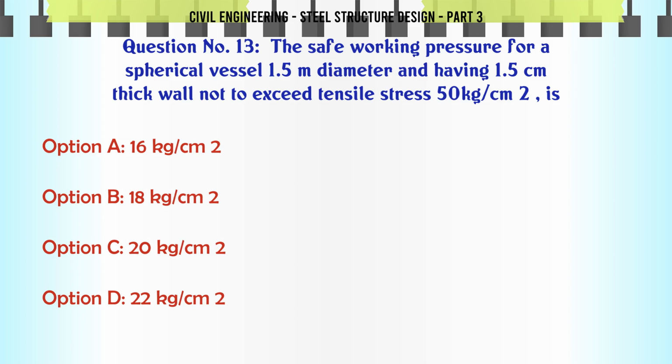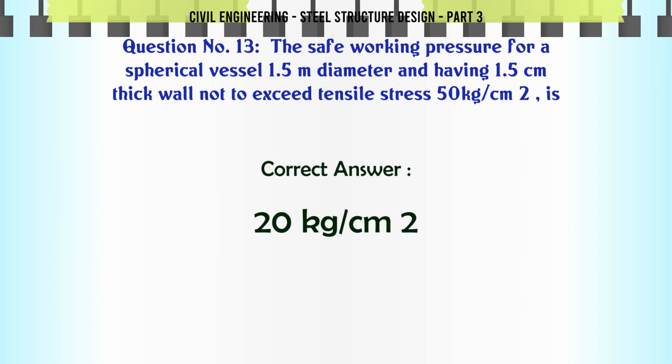The safe working pressure for a spherical vessel 1.5 m in diameter and having a 1.5 cm thick wall, not to exceed tensile stress 50 kg/cm2, is: A, 16 kg/cm2; B, 18 kg/cm2; C, 20 kg/cm2; D, 22 kg/cm2. The correct answer is 20 kg/cm2.